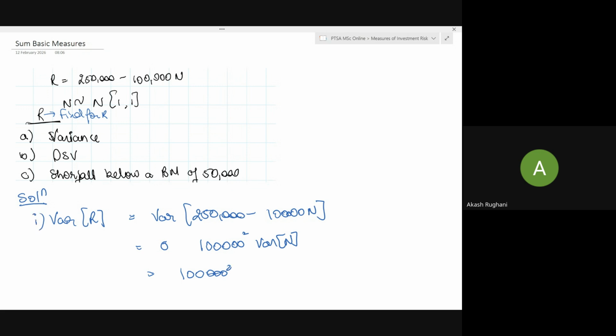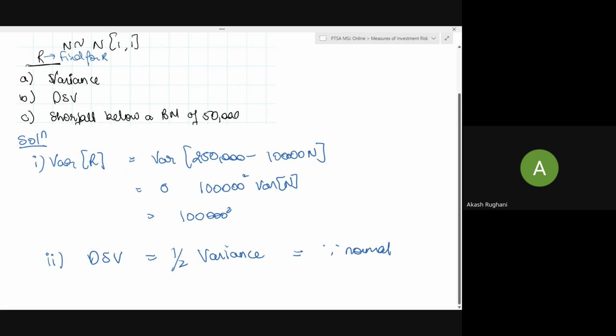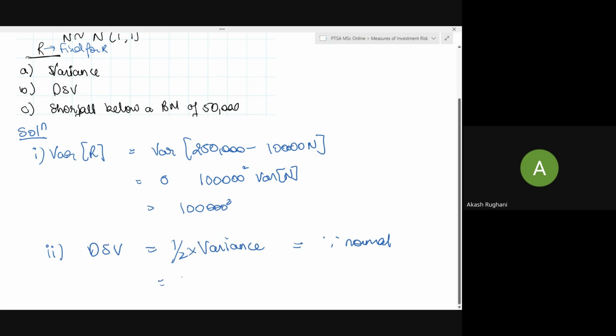Cool. Bhavani, what will be the downside semi-variance? Sir, half of variance. Very good. Why? Because it is a symmetric distribution. Excellent. So it will be half of the variance since it is normal. So half into 1 lakh squared.